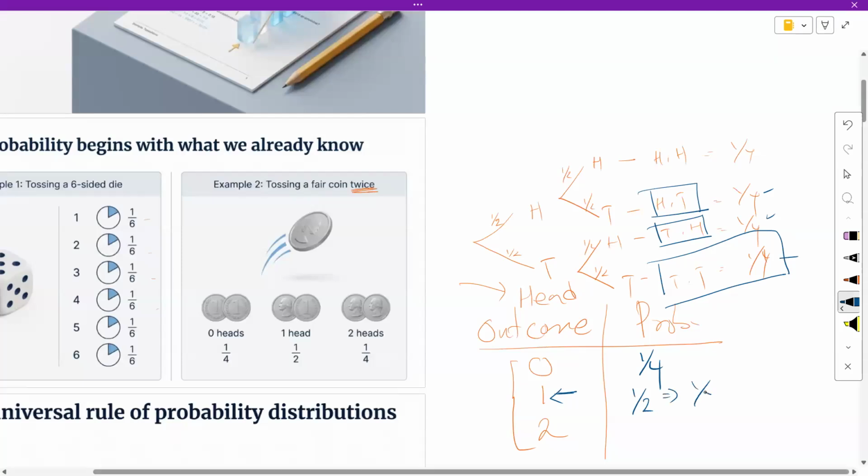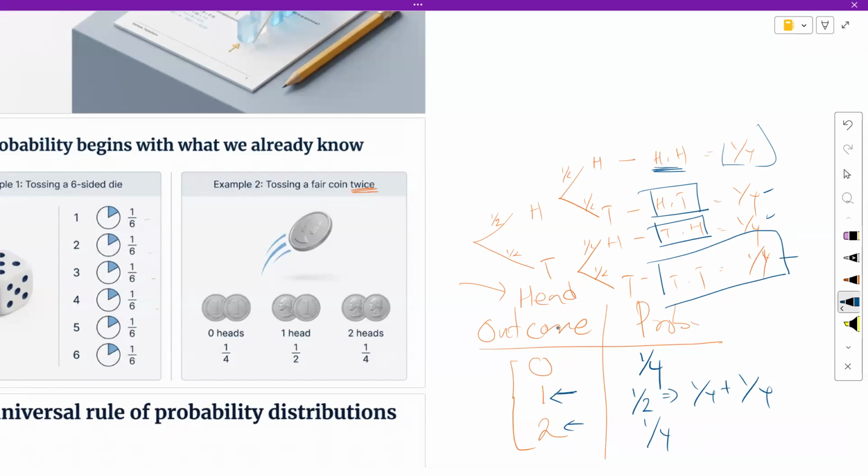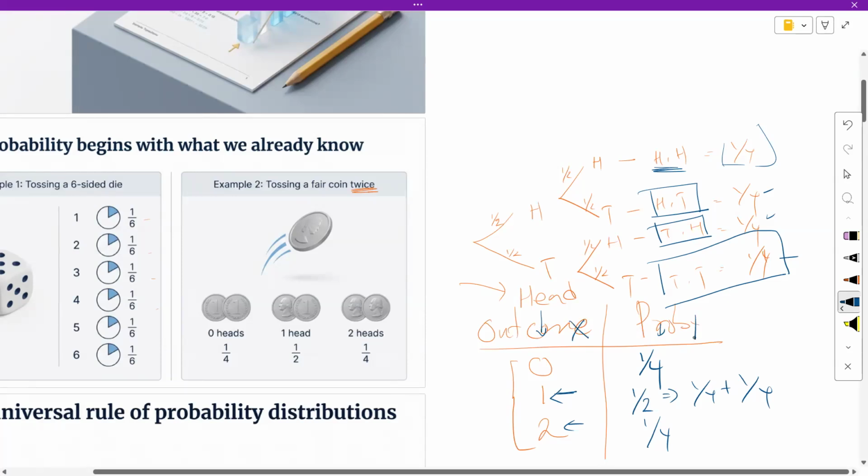So we get 1/4 plus 1/4 for one head. And third, we get exactly 2 heads, and the probability is 1 over 4. So this is the probability distribution. In the probability distribution table, we place the outcomes and their probabilities. This is called x, and this is the probability of x.